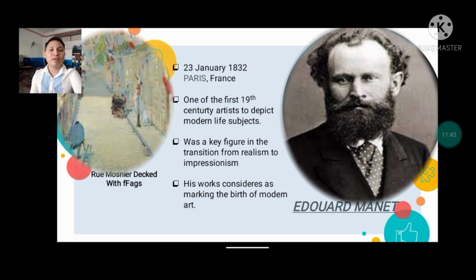Before, we know that when we say paintings, they were usually inside rooms. They painted their models, who could only be seen at home. But because of Edward Manet, what we call modern life subjects started, where whatever you see around you is also reflected in their painting. He was a key figure in the transition from realism to impressionism. His works are considered as marking the birth of modern art. So, this is an example of his painting.